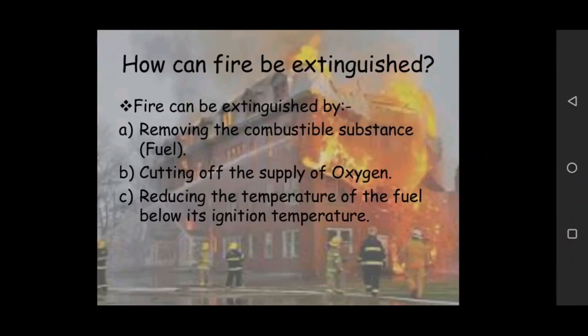Okay, next comes, how can a fire be extinguished, or how can we stop fire? Basically, it can be done in three ways. First, by removing the combustible substance, that is fuel. Second, by cutting off the supply of oxygen, because as we know, for the process of combustion, oxygen is a must. So if we cut off the supply of oxygen, the fire can be extinguished. And next, by reducing the temperature of the fuel below its ignition temperature.